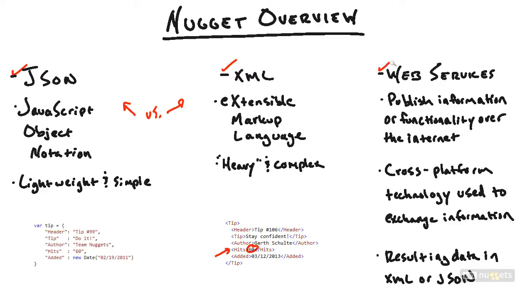Web services, think of it as the vehicle that drives this data around the internet. It's a cross-platform technology that we can use to exchange information. So it's an always-on type thing that sits on a web server that anybody can tap into and use. And whoever builds the web service has control over what data format they expose through it.